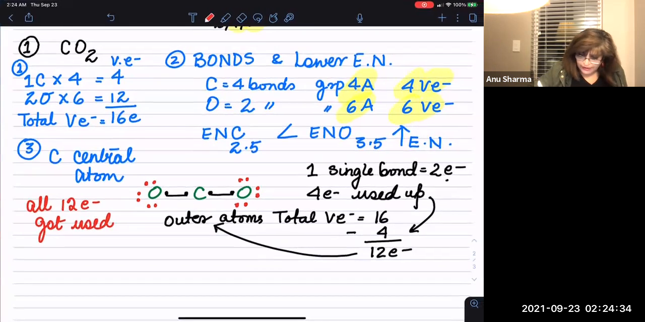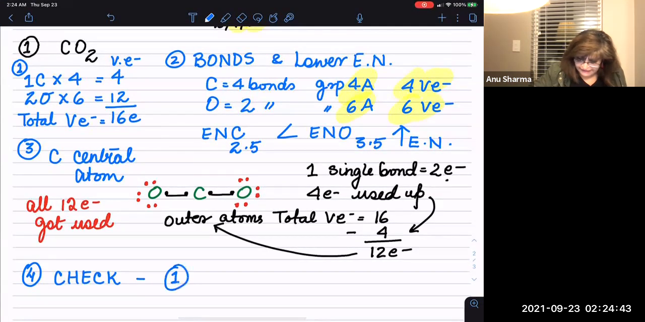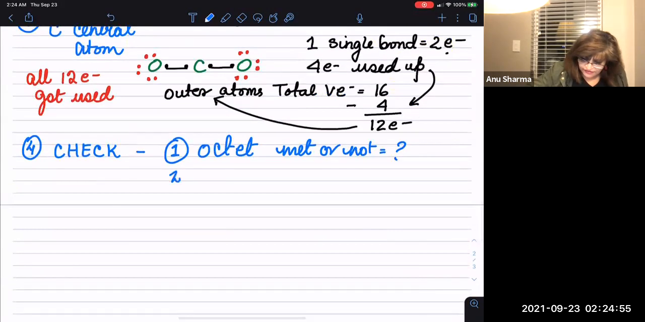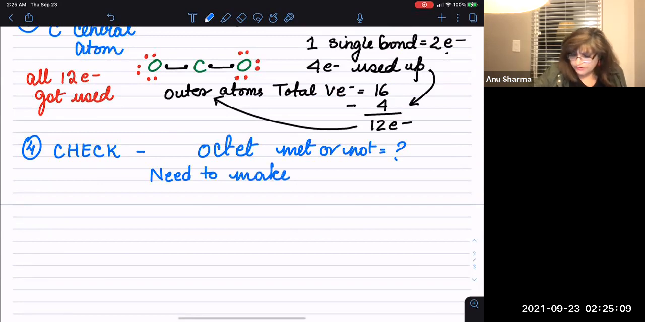So now the fourth thing here is check. Is the structure complete? So you are going to check, first of all, number one, is the octet of every atom met or not? This is one piece. Second thing is the need to make the bond, which is actually a priority, the more important thing. Need to make their specific number of bonds. Need to make bonds is met or not. So this is what you will check.